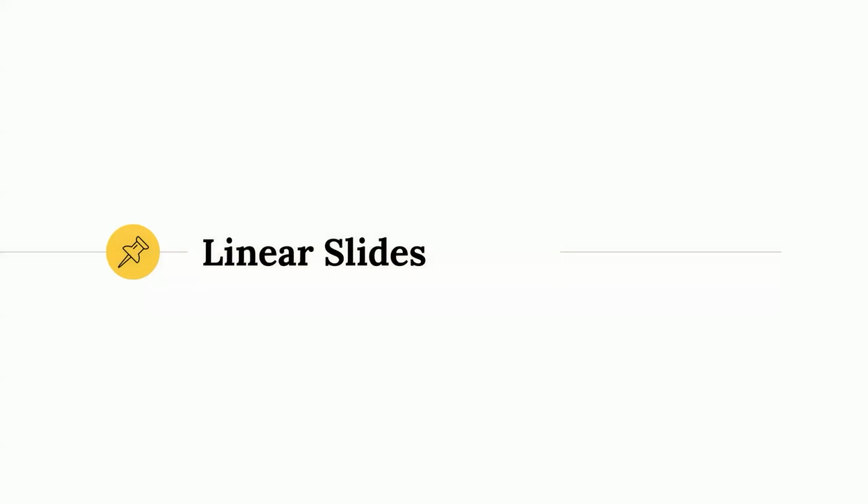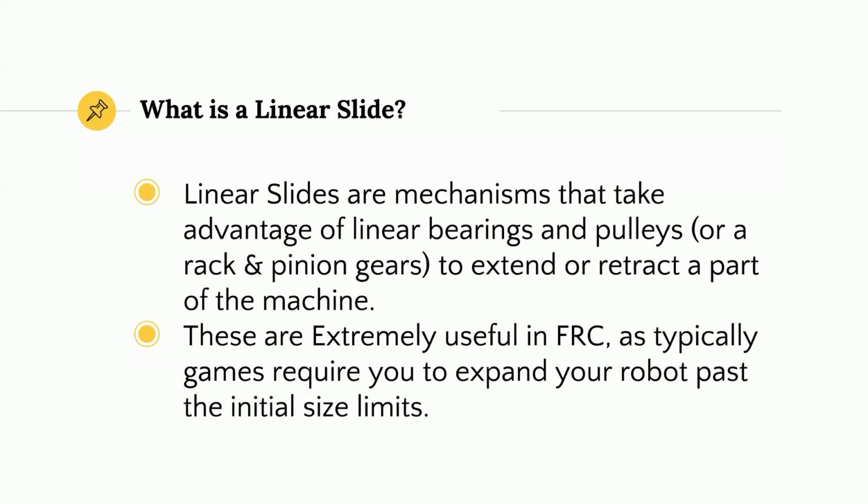Linear slides, the fun part. What is a linear slide? Linear slides are mechanisms that take advantage of linear bearings and pulleys, or rack and pinion gears, to extend or retract a part of the machine. These are extremely useful in FRC, as typically games require you to expand your robot past the initial size limits.